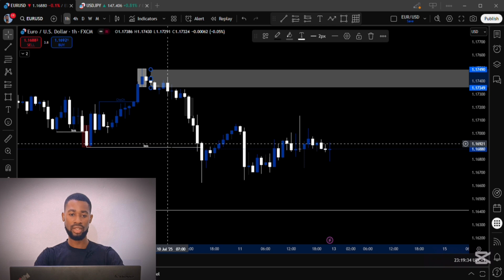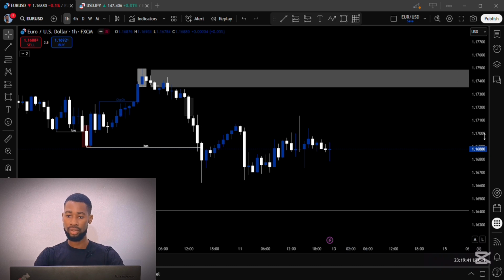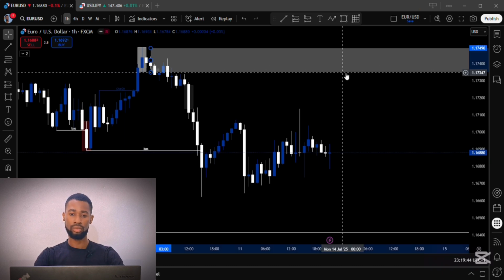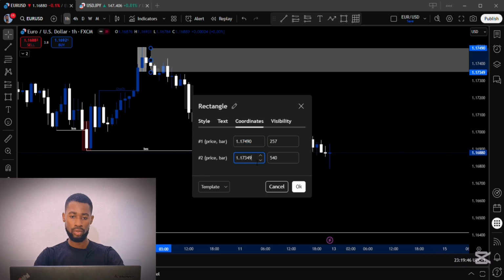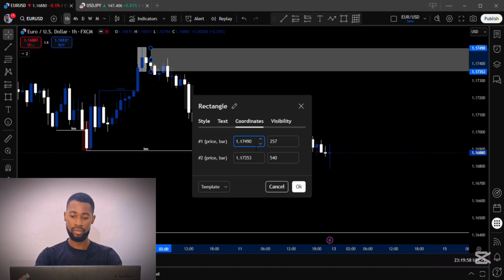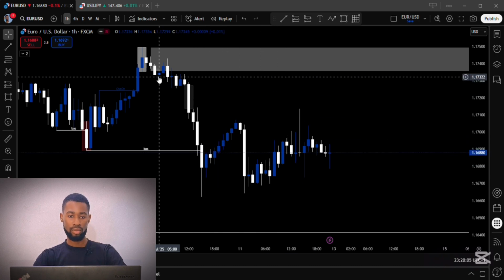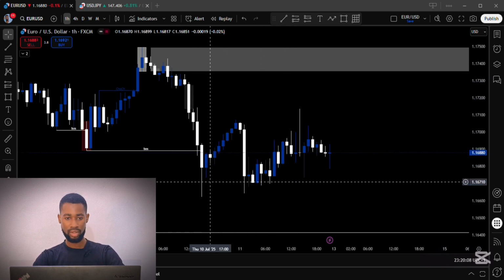So you can see it here. What is the low? This is about 1.17353. Okay, so the low is 1.17353, and then what is the high of this other block? We have 1.17494. Yeah, 1.17494. Good, beautifully arranged.